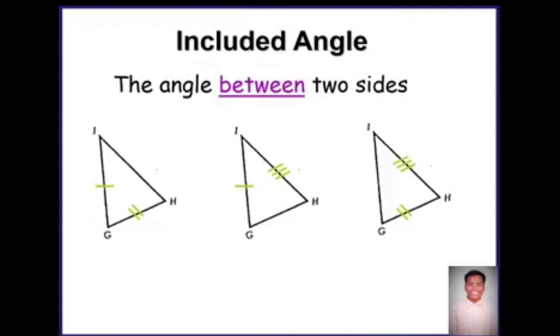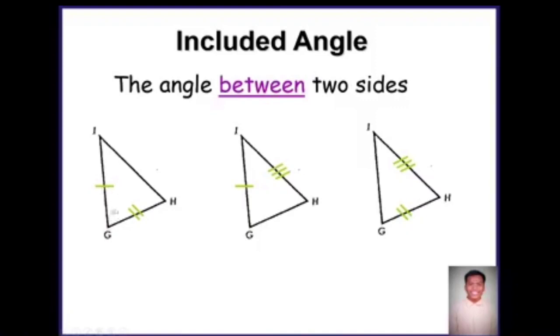Alright, so next slide, we have the included angle, the angle between two sides. So the included angle is the angle between our two given sides. Using the figure, triangle IGH, and these three triangles, for the first figure here, identify where your included angle is. In the first figure, we can say that angle G is our included angle.